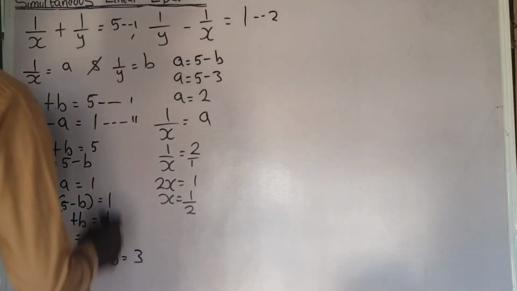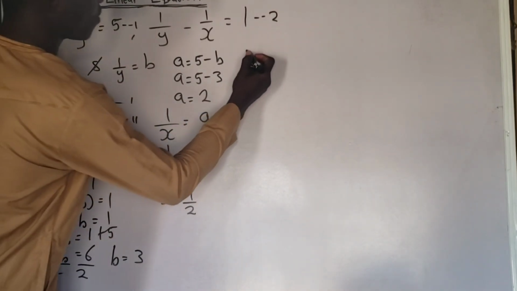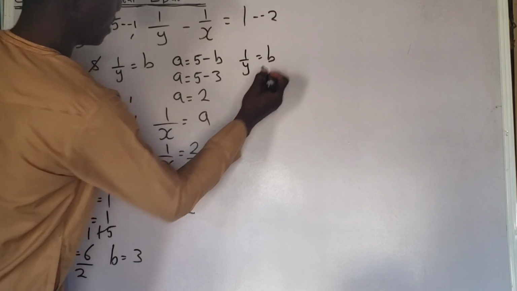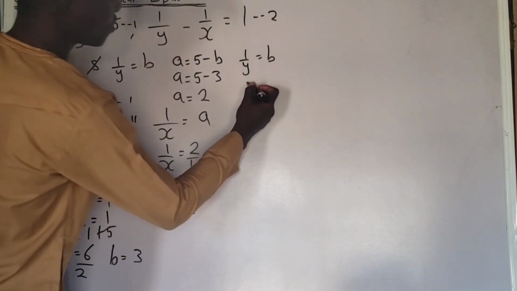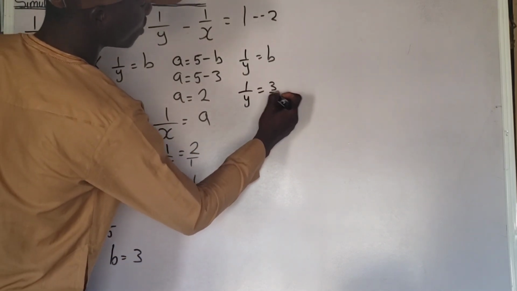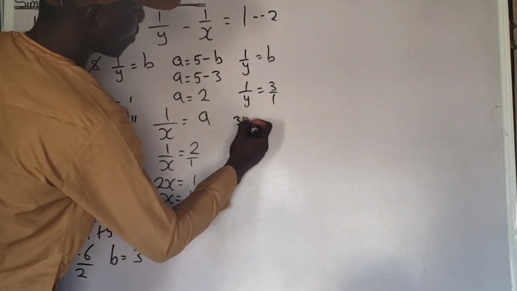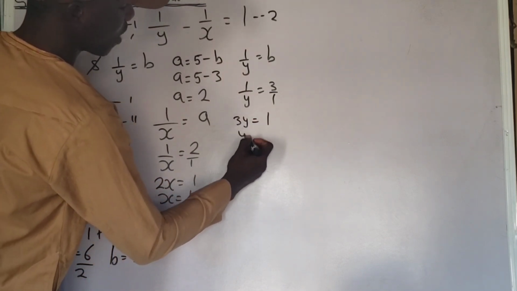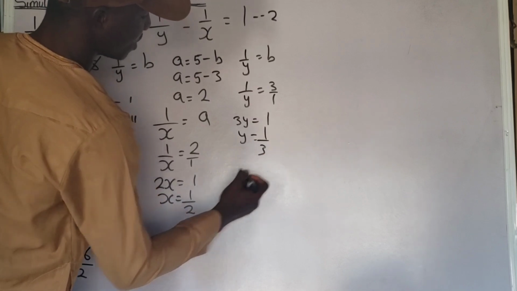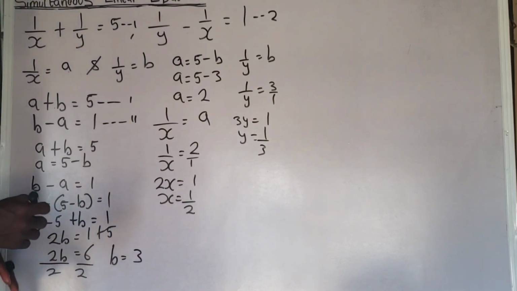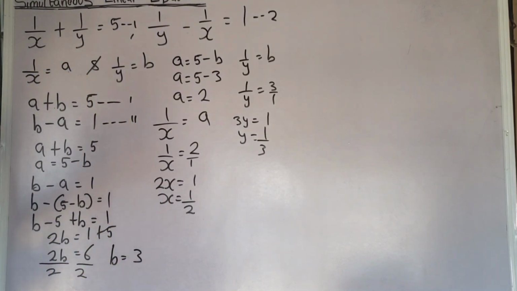Now, let us solve for the value of y as well. 1 over y is equals to b. Now b is equals to 3. So 1 over y is equals to 3 over 1. From this point, we are going to cross multiply. So I'm going to have 3y is equals to 1. So y is equals to 1 over 3. So the value of x and y are 1 over 2 and 1 over 3 respectively.